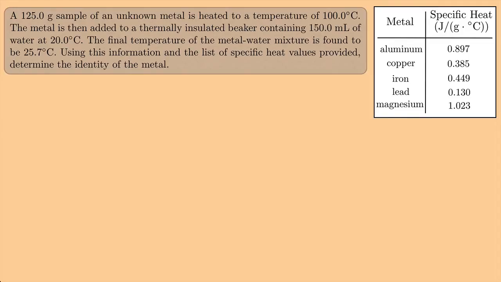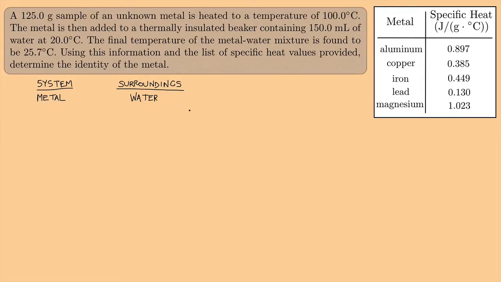So in this case, we have an unknown metal and we're adding it to water. So we need to identify what we're going to consider to be the system and what we're going to consider to be the surroundings. Since we have our metal and we have water, we can pick one of them to be the system and one of them to be the surroundings. In this case, I'll let the metal be the system, and I'll consider the water to be the surroundings.